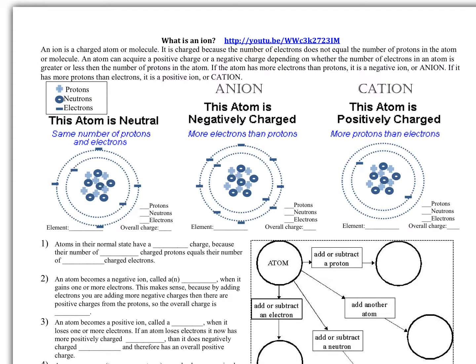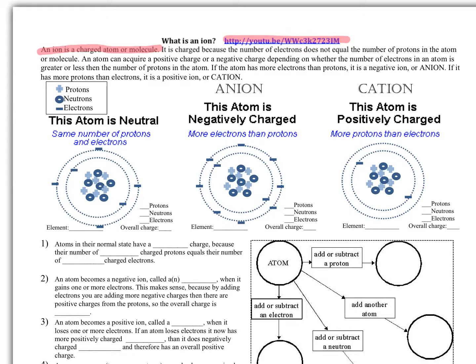All right, this video is part of your homework. What is an ion? Okay. Make sure you come back and watch that. An ion is a charged atom or a molecule. It is a charged atom or a molecule.